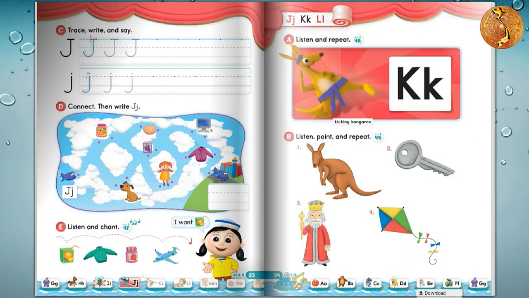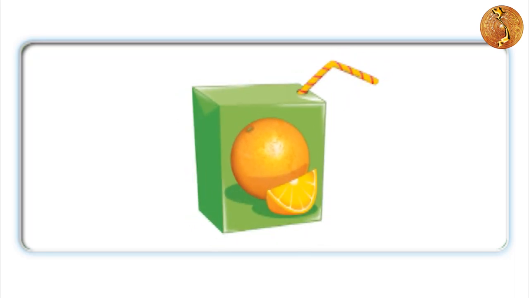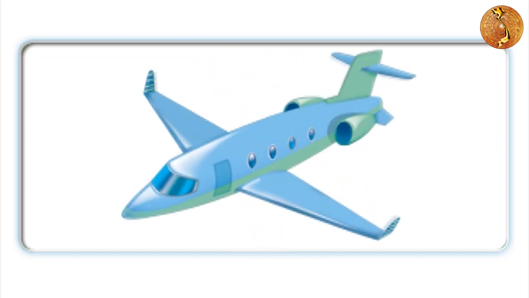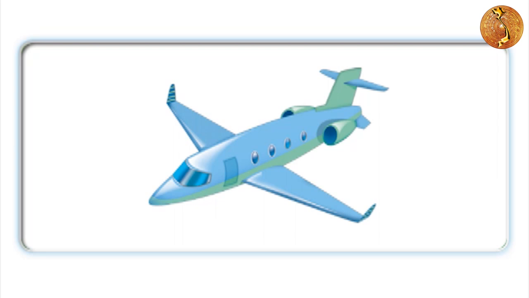Page 33. E. Listen and chant. Juice. J. J. Juice. Jacket. J. J. Jacket. Jam. J, j, jam. Jet. J, j, jet.